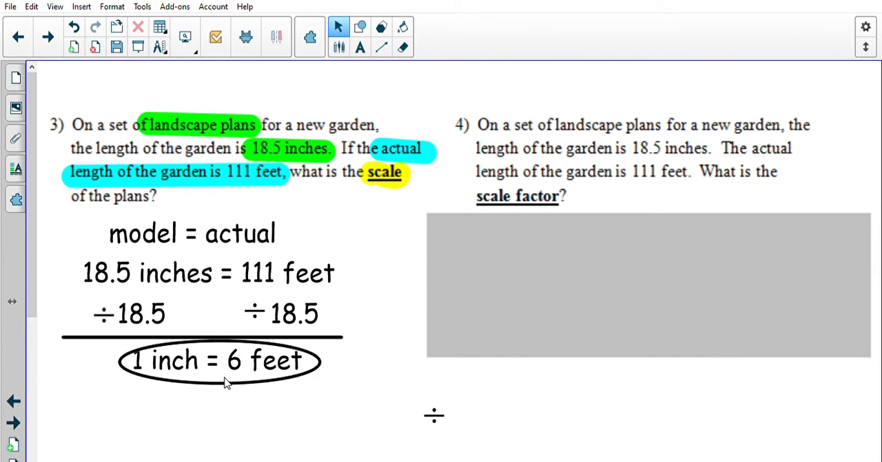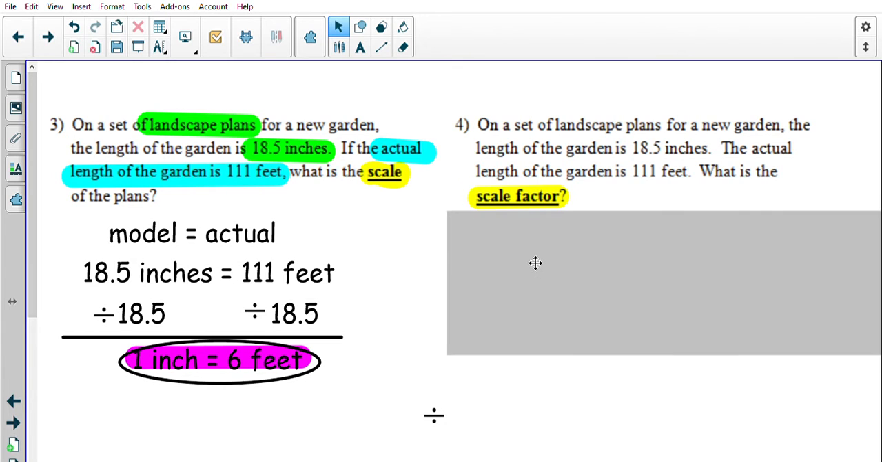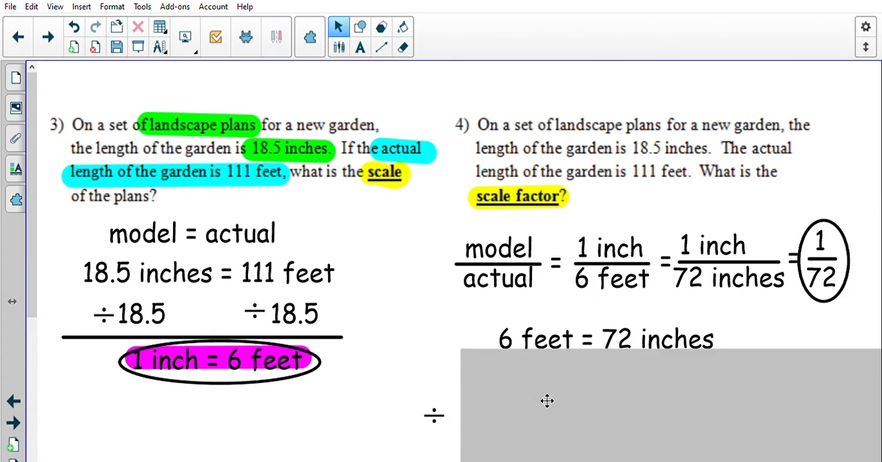Now my suggestion for number 4, when you go to find the scale factor using the same information, this scale is way easier. In our last question, both numbers were not so bad, but we've got 18.5, so we have a decimal number of inches, 111 feet, which is going to be quite a few inches. I suggest using the 1 inch equals 6 feet. So again, same information in number 4. Feel free to read through that. So we've got our model equals actual. Let me go ahead and slide this down. It's 1 inch on the model, represents 6 feet in real life. Now, could you do 18.5 inches over 111 feet? Absolutely. That's a lot more work, though.